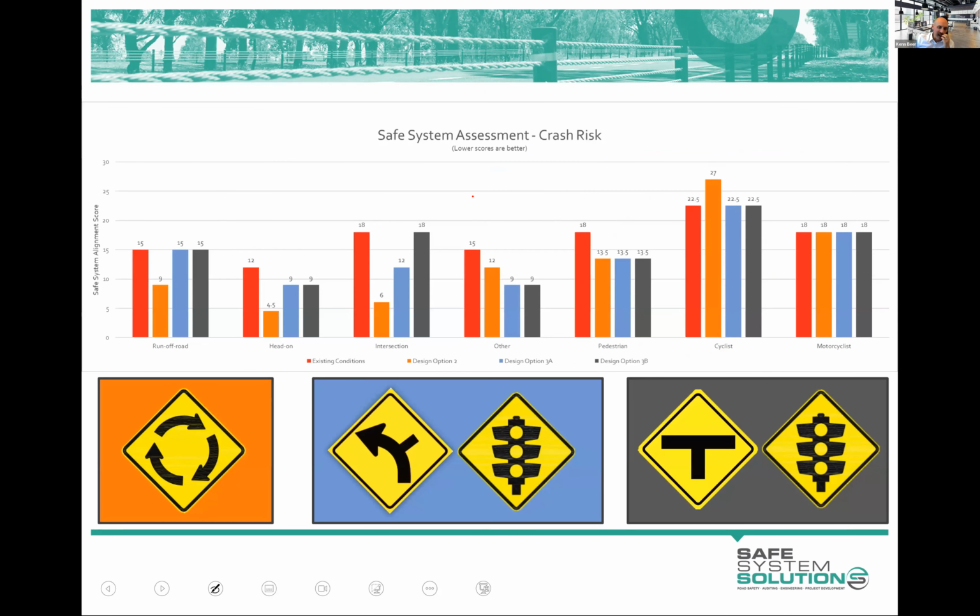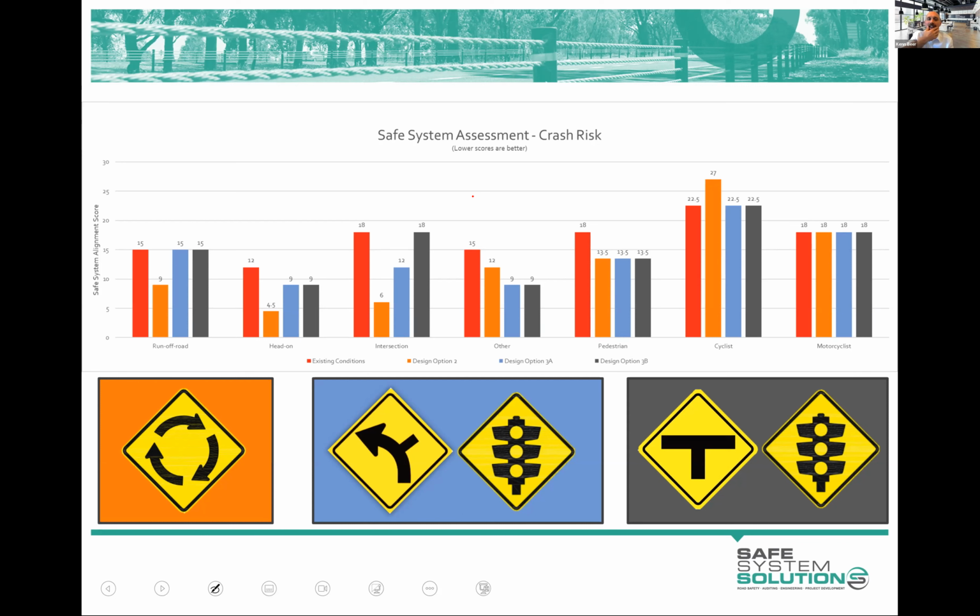Now, what I'm going to do is start right at the output, the thing that a lot of people expect to see when they receive a safe system assessment, or one of the key things they're looking for. And it looks something like this. I'm going to start right down here showing you this, and then I'm going to show you how to build this and get to this stage.